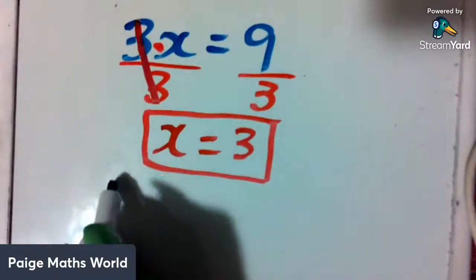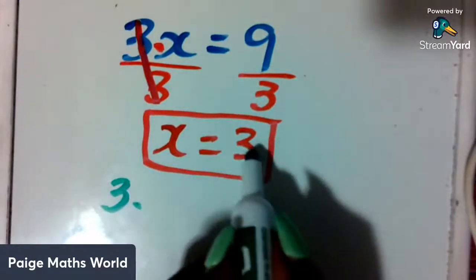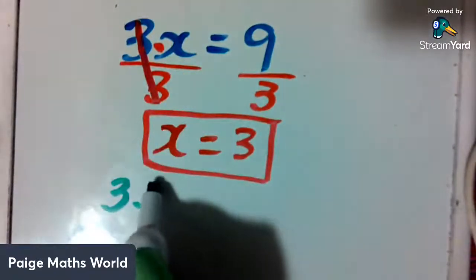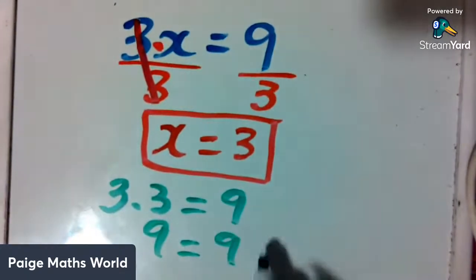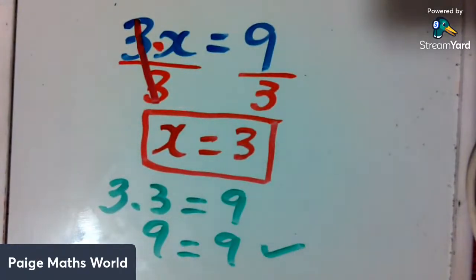How can we prove that this is indeed correct? Again, we know that x is 3, so we're going to say 3 times 3 is equal to 9. And yes, it is indeed equal to 9. So that's a true statement.